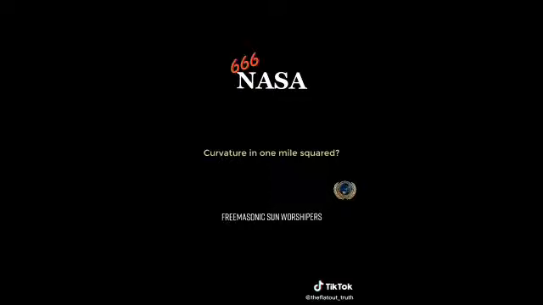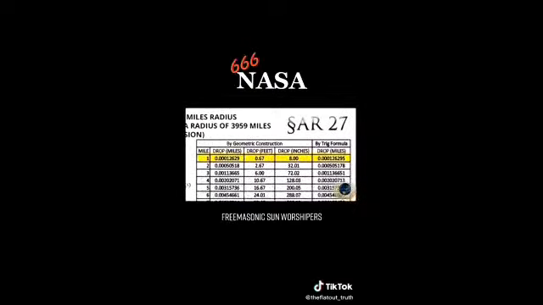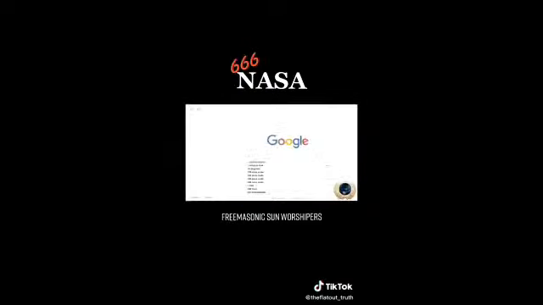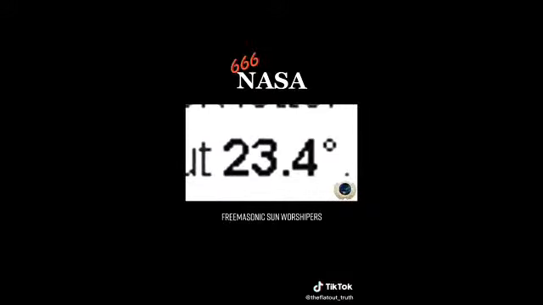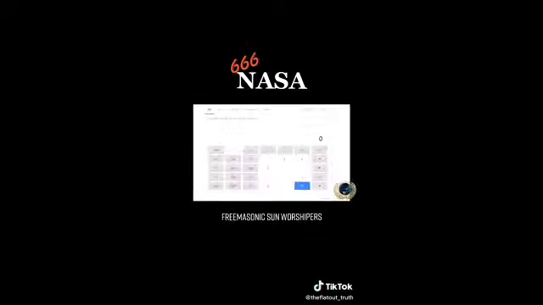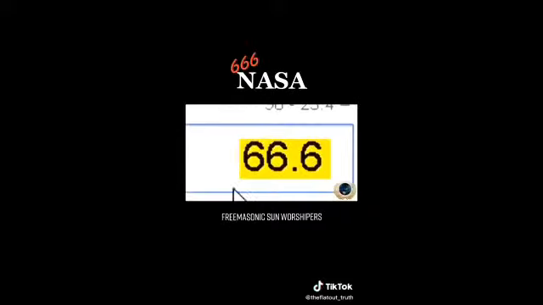Next, curvature in 1 mile squared. According to Pythagorean theorem, 0.67 feet of drop. 8 inches converted to feet is 0.66667 feet. Curvature in 1 mile squared. Check. Earth's axial tilt, 23.4. But when you take 23.4 and subtract it from 90, a right angle, you get, believe it or not, 66.6. Again, axial tilt confirmed.